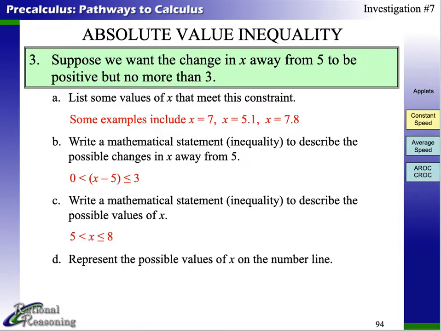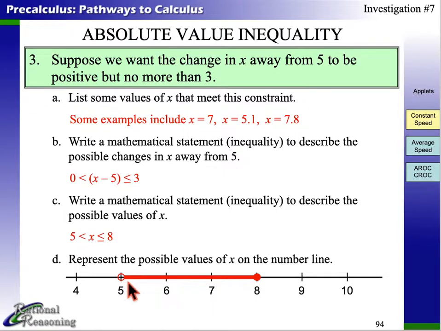Draw it on the number line. So we could go from 5 all the way up to 8, but we don't include 5, I guess, because that's not really considered a change. A change of 0 isn't really a change, is it? If we're still at 5, nothing's happened. We've got a change in the positive direction. Notice we don't use absolute values here. Absolute values would give us also below.